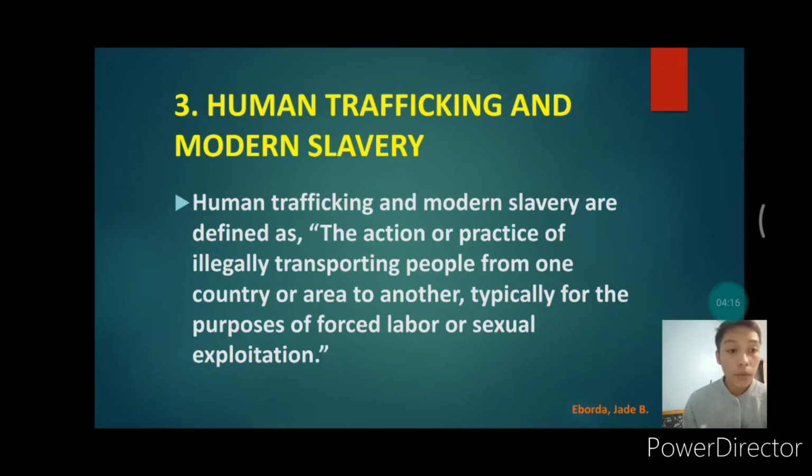The crime of human trafficking is complex and dynamic, taking place in a wide variety of contexts and difficult to detect. That's why high quality quantitative data is difficult to attain, due to the context of the victims of human trafficking and modern slavery.